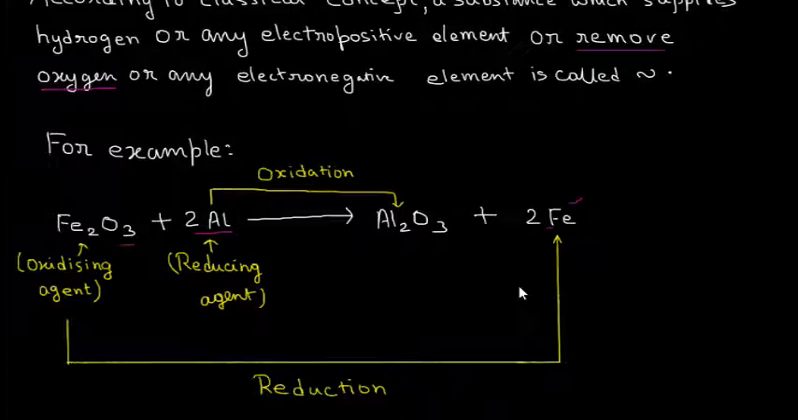So now we are clear with the concept: what is oxidation, what is reduction, what is oxidizing agent, what is reducing agent. In this reaction oxidation and reduction are happening simultaneously. So this is called a redox reaction. So the first topic we have studied is the question, what is a redox reaction. This is the answer with the explanation. Till now you are clear with oxidation, reduction, redox reaction, oxidizing agent, reducing agent. Let us move forward.